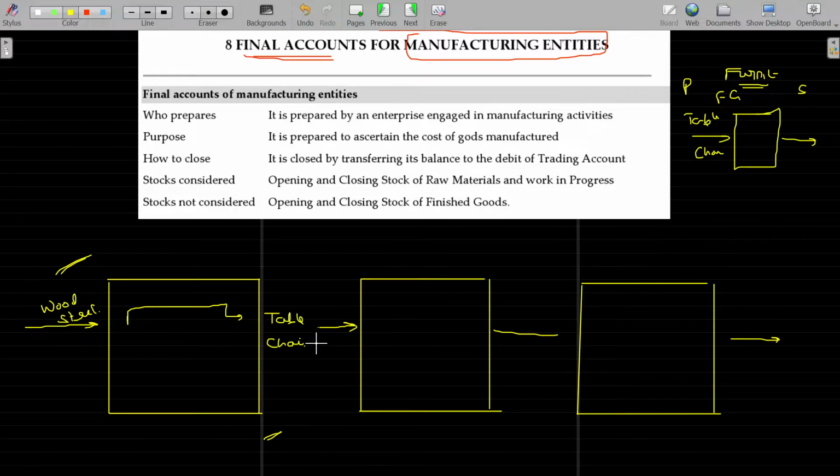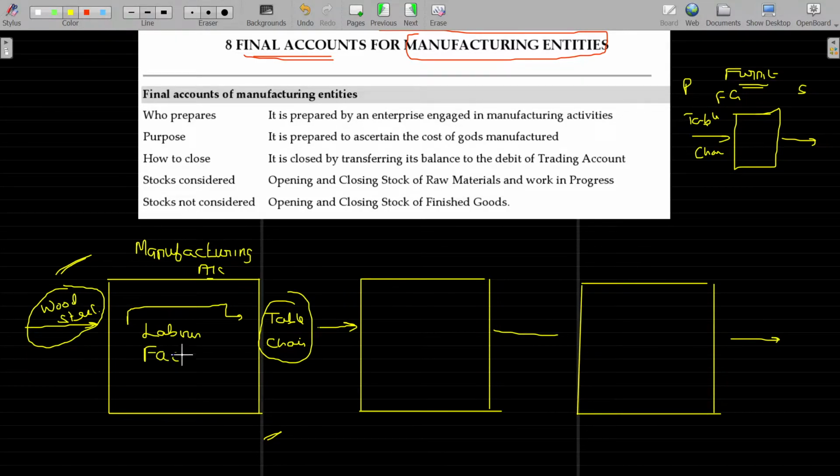Any items, income or expenses related to the factory will be separately recorded in a new account called the manufacturing account. In this manufacturing account, we spend money for purchasing raw material and we convert that raw material into finished goods by introducing labor cost, some machine-related cost, and factory-related expenses.